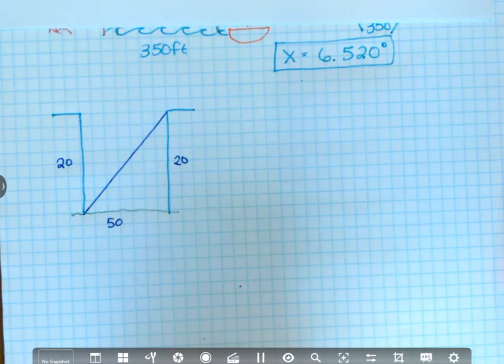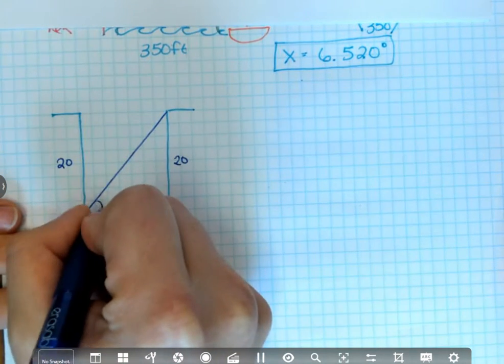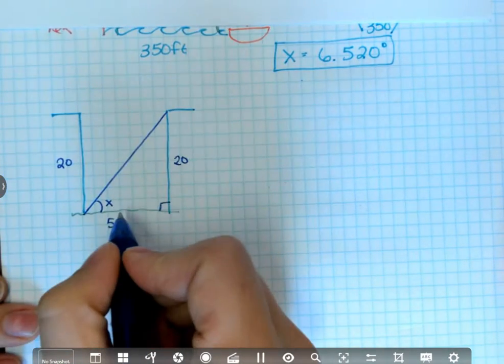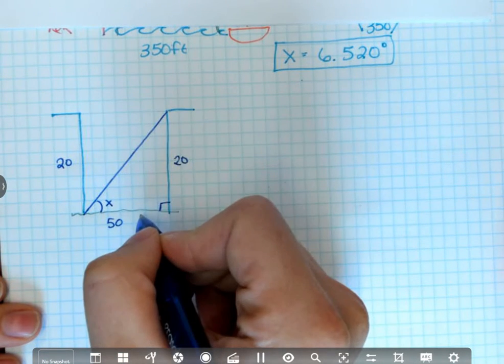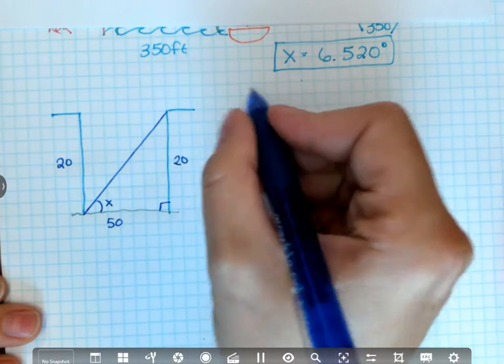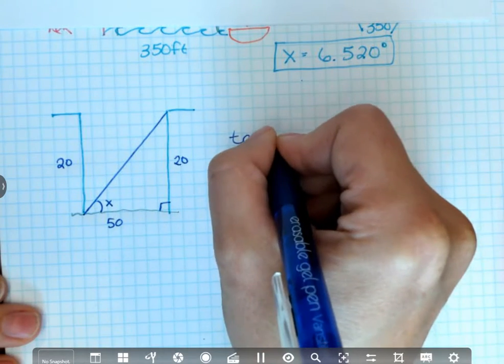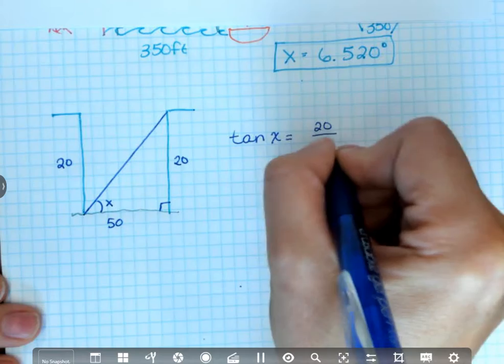Elevation or depression, again, don't get hung up on the words elevate and depress. Look up and look down. Focus on where your horizontal is and tuck your angle in there. The other one's going to be your right angle. So if this is the angle I'm looking for, 20 is the opposite, 50 is the adjacent. Which trig ratio do I use? Tangent. We use tangent a lot in these word problems. So the tangent of x is opposite over adjacent.